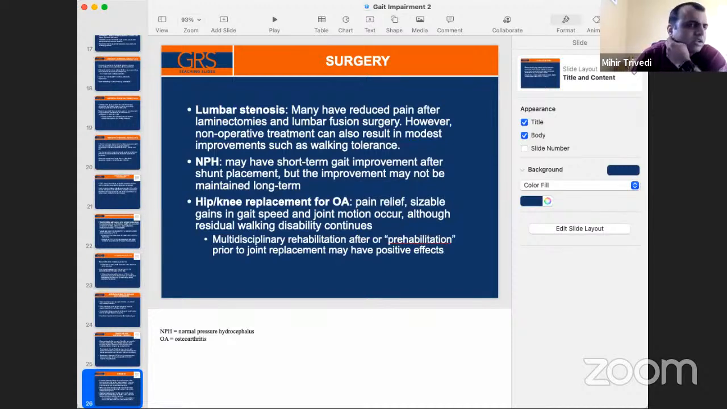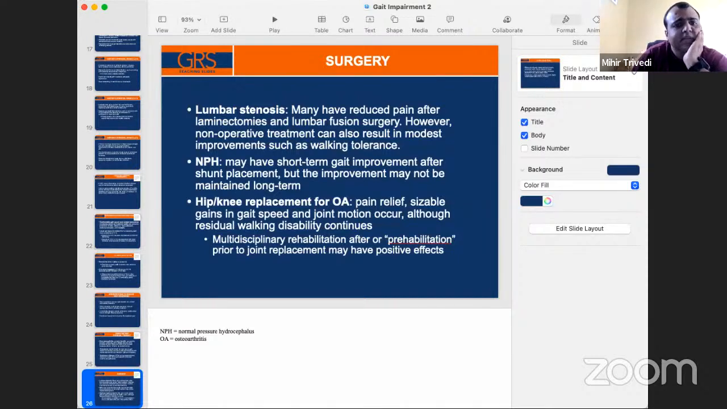Surgery can also be helpful to improve gait, such as in lumbar stenosis. Many have reduced pain after laminectomies and lumbar fusion surgeries. However, non-operative treatment can also result in modest improvements such as walking tolerance. NPH, which means normal pressure hydrocephalus, may have short-term gait improvement after shunt placement, but the improvement may not be maintained long-term.